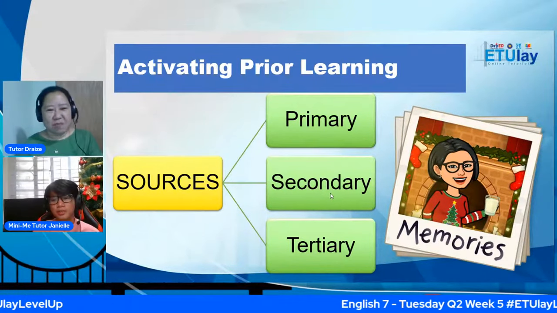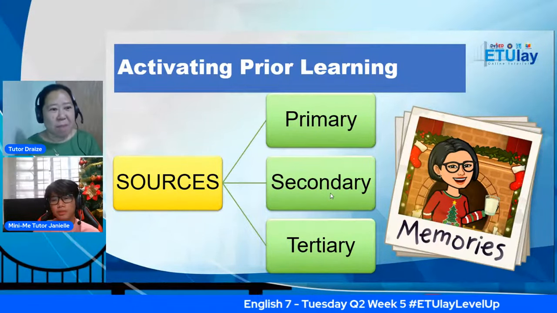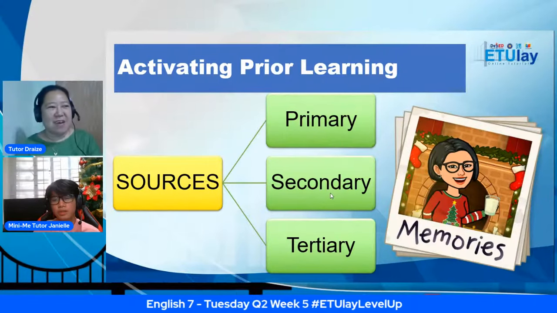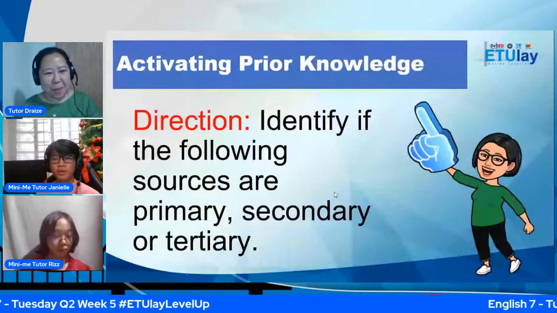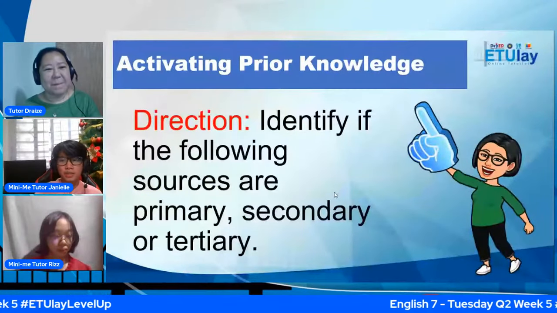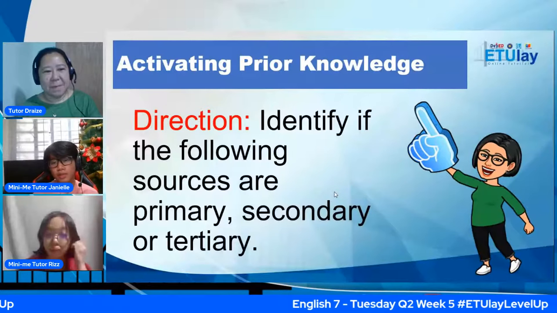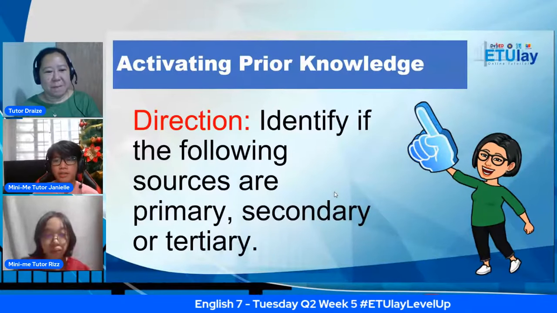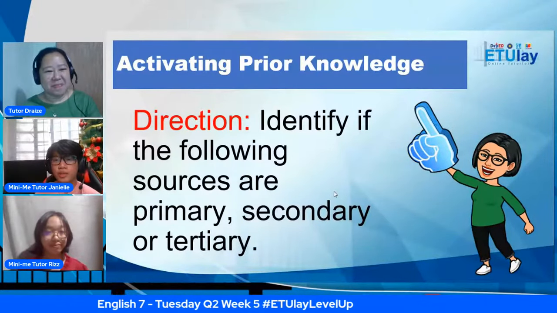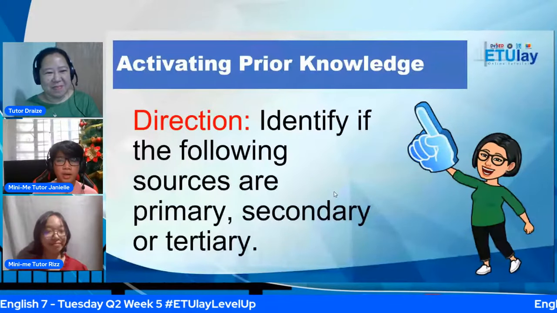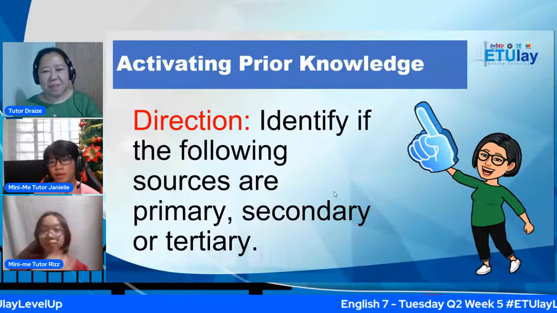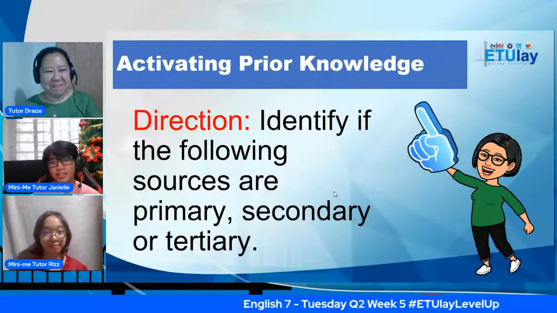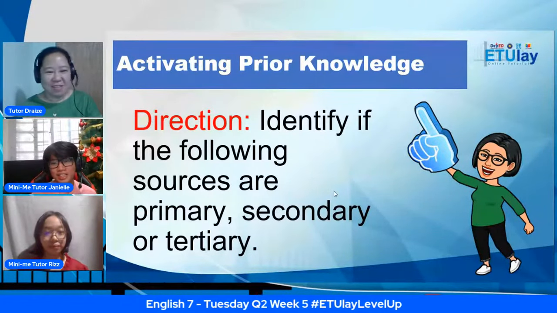So now that you have the review, maybe our viewers are already prepared for a short quiz. So can you now do this, Janiel? Yes, so our direction is we need to identify if the following sources are primary, secondary, or tertiary. So we're just going to answer if it is primary, secondary, or tertiary. And please don't forget to put the number before your answer. Let's now see. Start? Yes, ma'am.